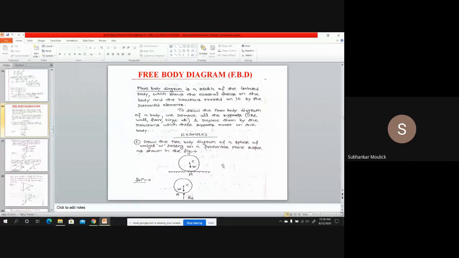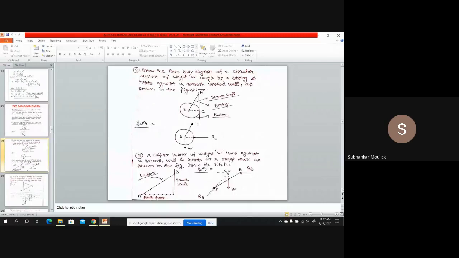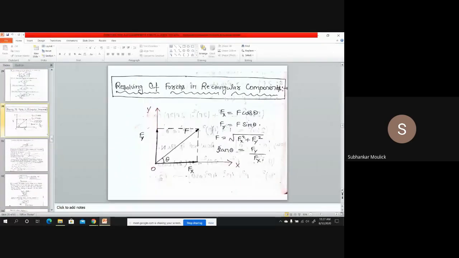Before starting today's class, let us summarize what we have discussed in the last class. In the last class, I discussed free body diagram. What is a free body diagram? And by some examples, we also saw how to draw a free body diagram for any kind of problem. After that, we discussed how to resolve any force into rectangular components, meaning x, y, and z components.